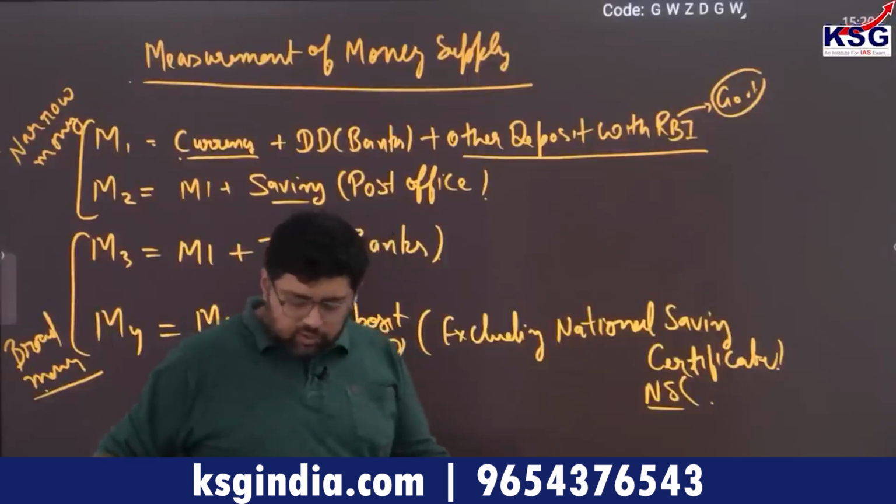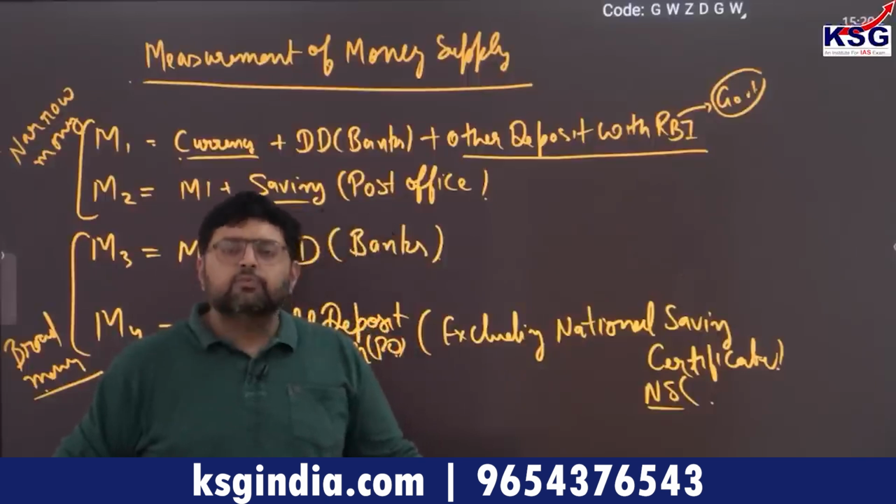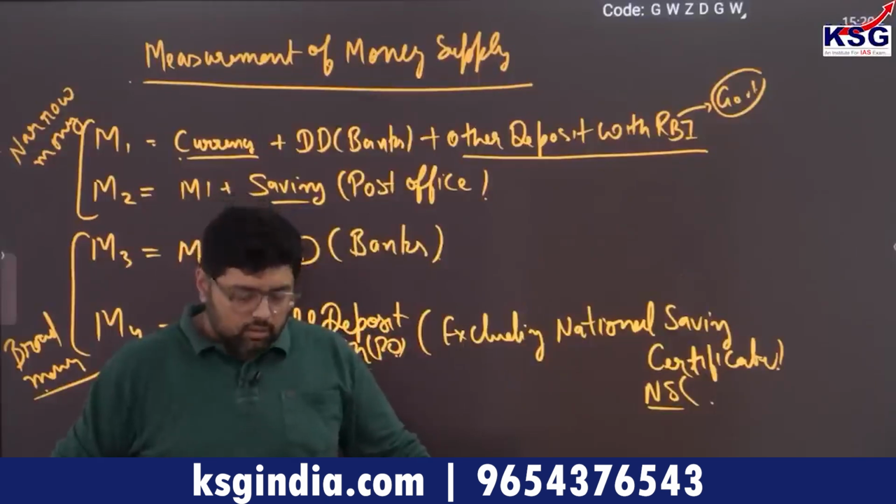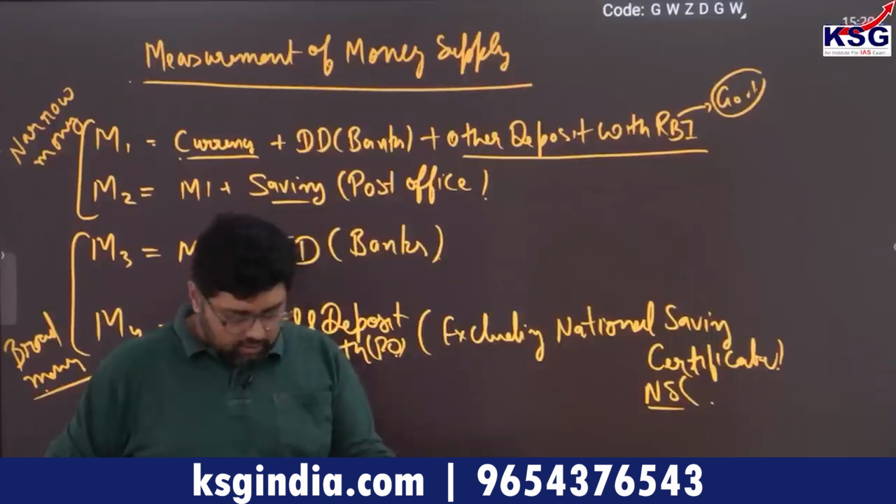One student is asking, sir, what was the first target of inflation target? Beta, it is 4 plus minus 2%, same. And we continued it again. Clear?